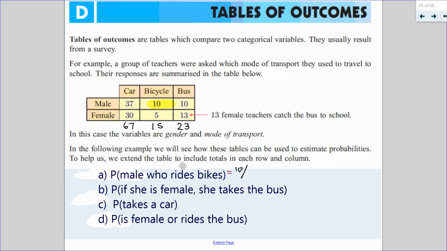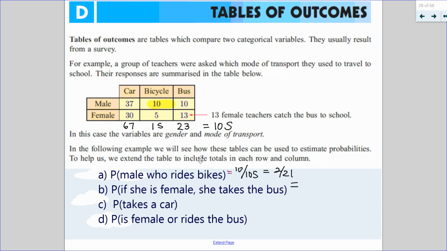So if we add them all up, you all might want your calculators. If you get one of mine, put it back when you are done. So it looks like our total is 105. So the probability that a randomly selected teacher is a male who rides a bike is 10 out of 105. We can divide that by 5 to reduce it, and we'd get 2 out of 21.